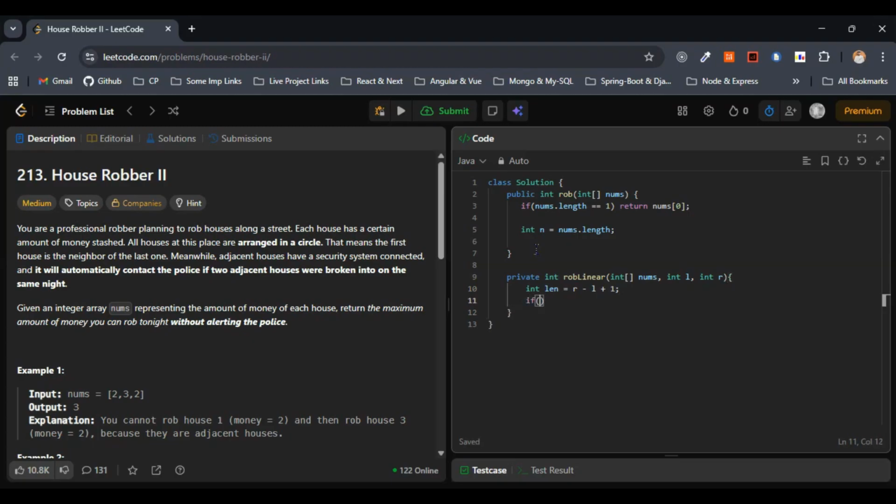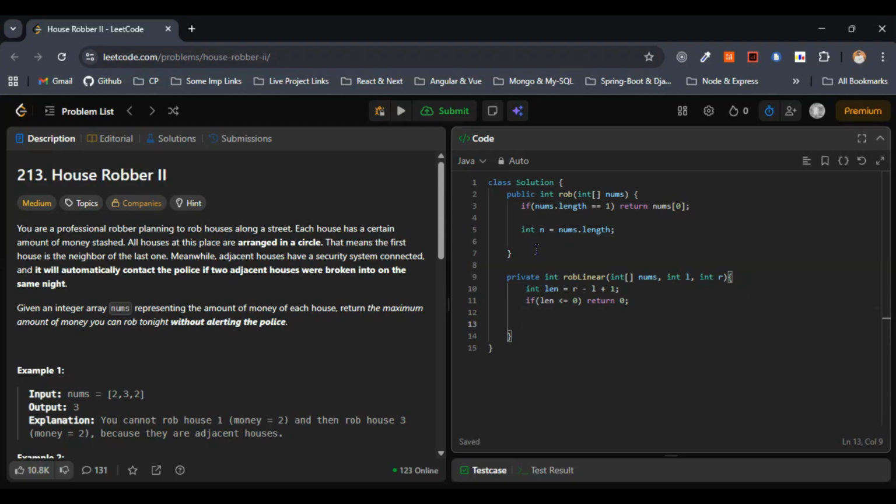The second one would be, if there are no houses in the segment, then we have to return 0. So I'll just go with if length is less than or equal to 0, then we have to return 0. Right, now let's go with the base cases for the 1D DP.